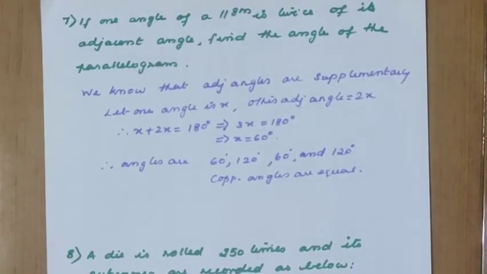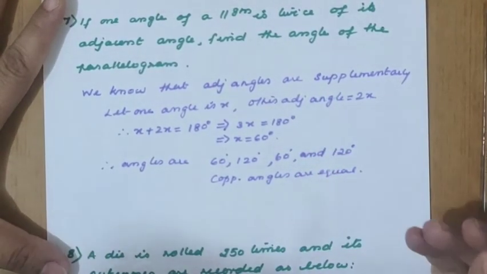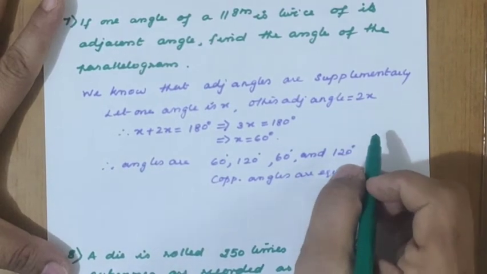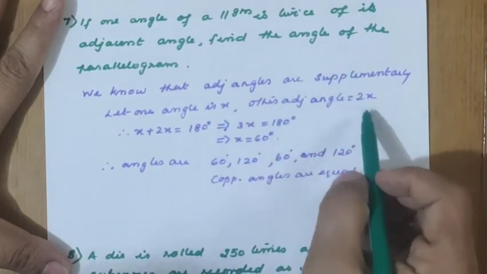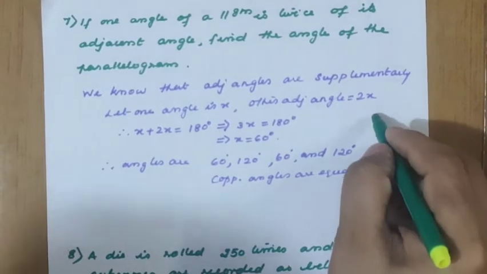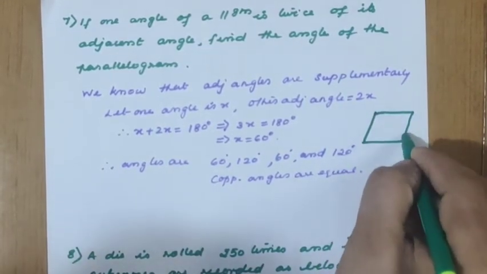Question number 7. If one angle of a parallelogram is twice its adjacent angle, find the angles of the parallelogram. Here the adjacent angles are supplementary. As you know, adjacent angles are supplementary. One angle is x, the other angle is 2 times x, that is 2x. A diagram is not required.